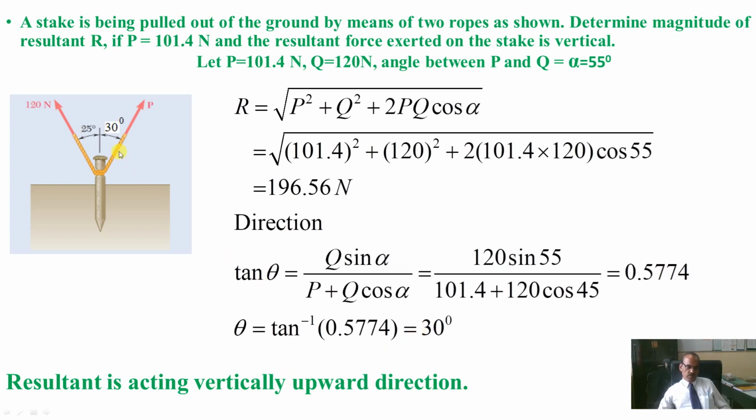So the direction of the resultant, because this angle theta as per the law of parallelogram of forces, is with respect to force P, 30 degrees. So what it shows is the resultant is exactly vertical, acting in the vertically upward direction. I hope it's clear to you.